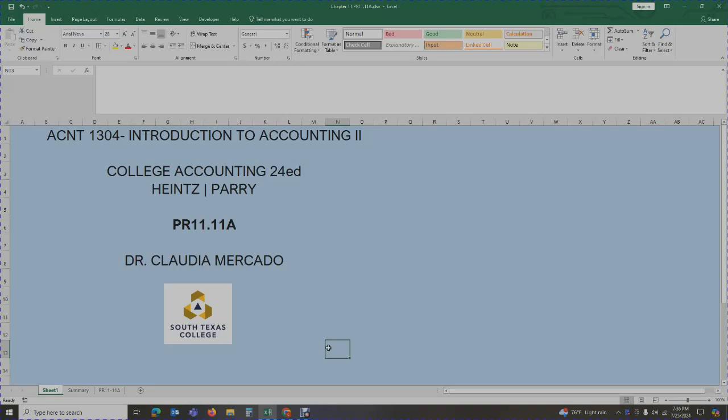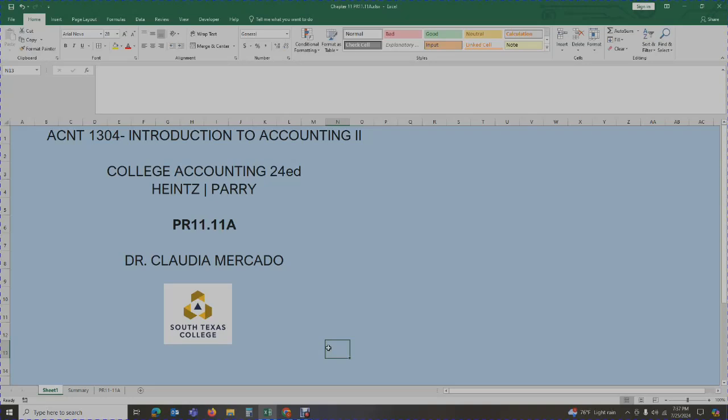I warn you, this is a long problem. But it basically encompasses everything from the chapter. So it summarizes everything that you have to basically understand dealing with purchases and cash payments transactions. We're going to tackle it piece by piece. Do not get discouraged.